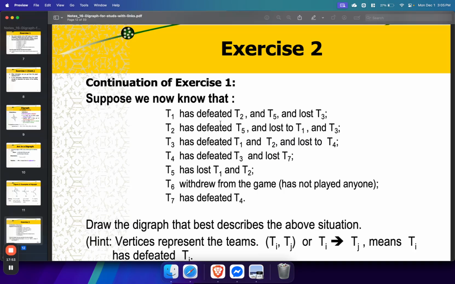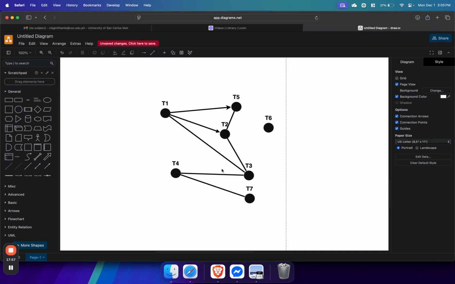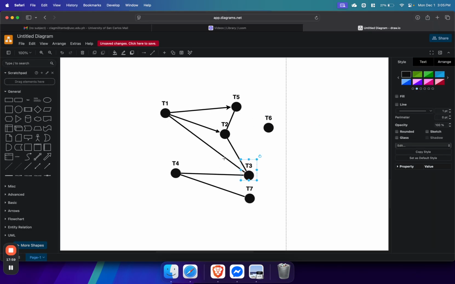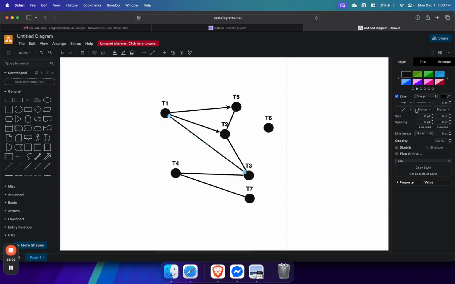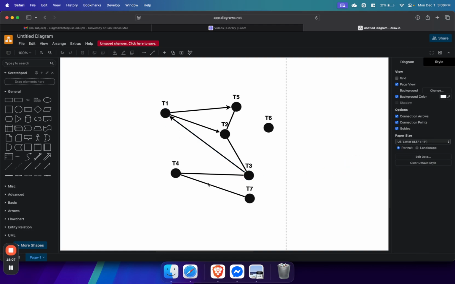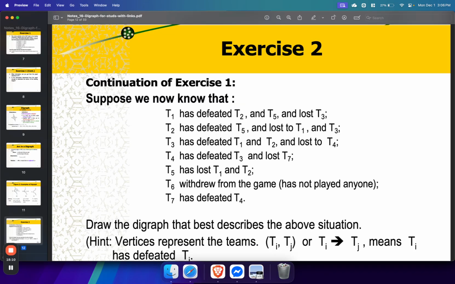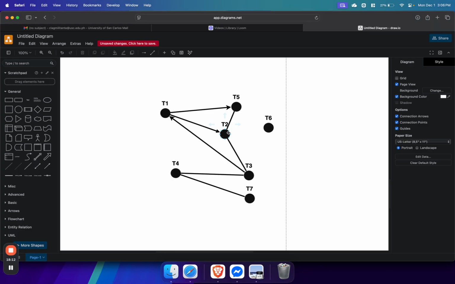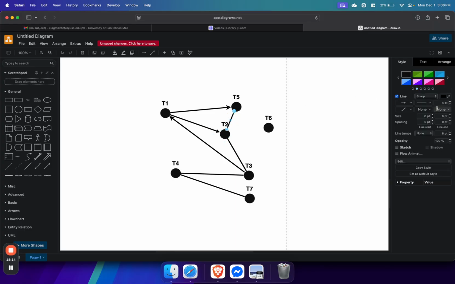There, perfect. And then they lost to Team 3. So the connection from Team 3 should be pointing to T1. T2 has defeated Team 5. So si T2 nakapildi ni Team 5. So let's put an arrow going there.